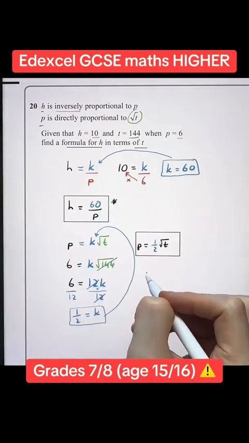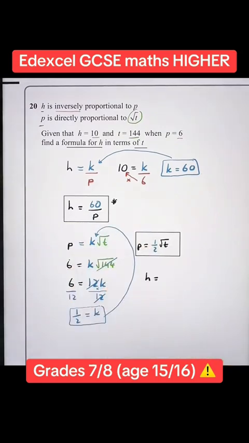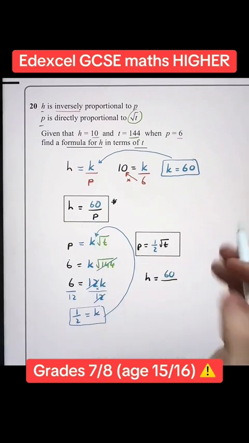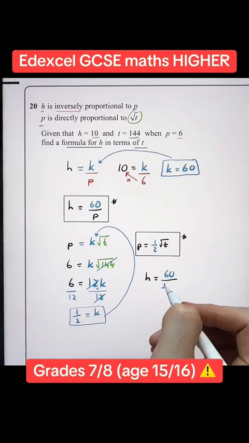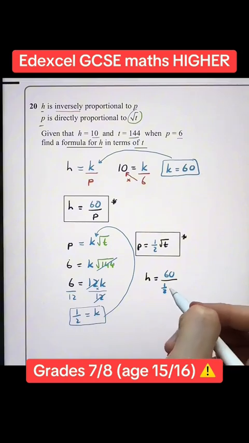So H equals, 60 is fine because 60 is just a number. So 60 on the top, divided by, on the bottom, I don't want my equation in terms of P, I want it in terms of T. But I know P, using my second equation, I know P is equal to a half root T. So on the bottom, instead of dividing by P, I know P is a half root T. So on the bottom of the fraction, I'm now going to write a half root T.